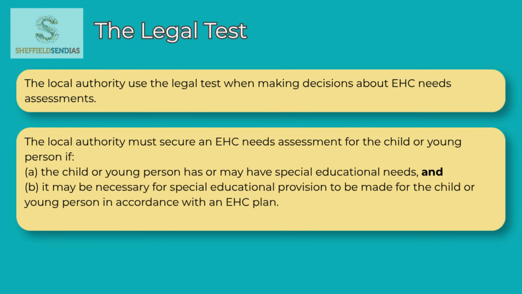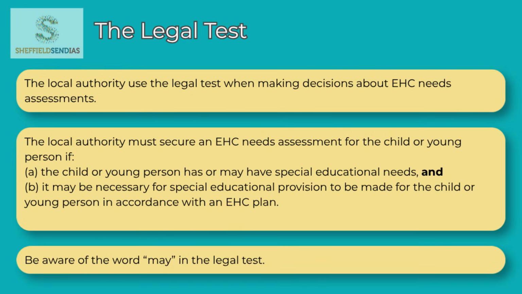The local authority must secure an EHC needs assessment for the child or young person if A. the child or young person has or may have special educational needs, and B. it may be necessary for special educational provision to be made for the child or young person in accordance with an EHC plan. It's important to be aware of the words "may have special educational needs" and "may require provision in line with an EHCP."